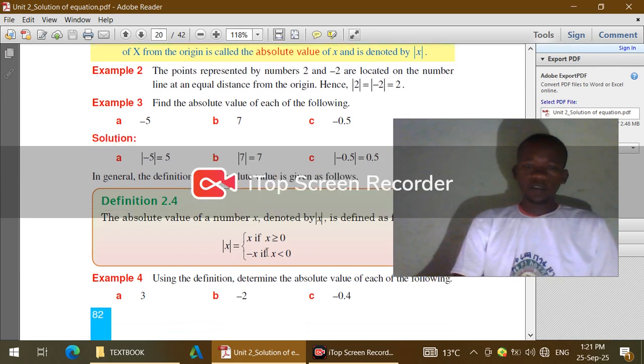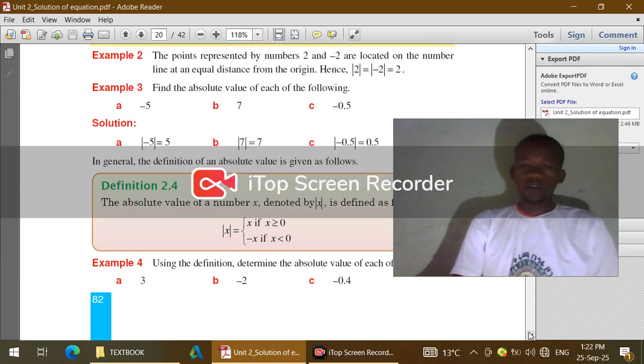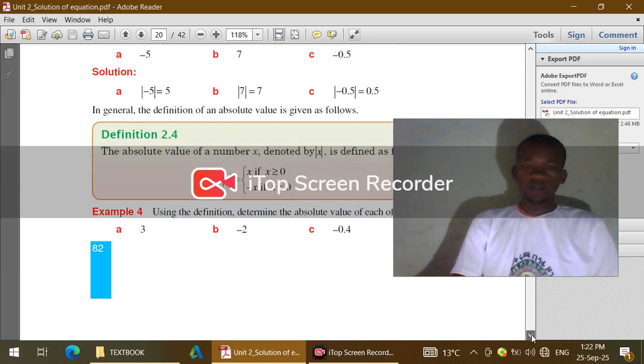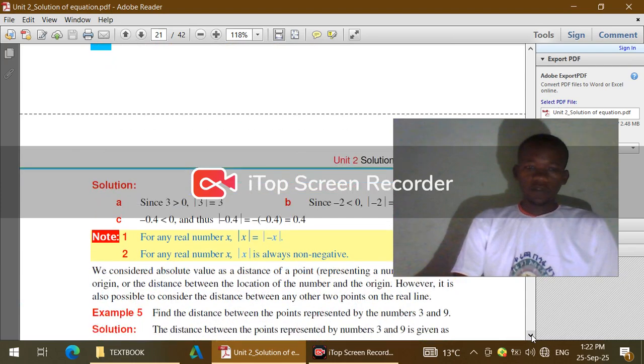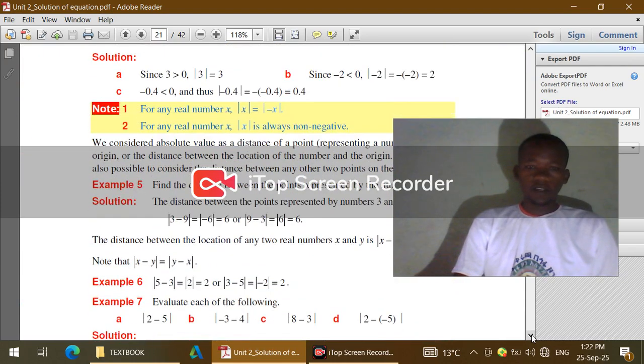The absolute value of x is equal to x if x is greater than 0. It is negative x if x is less than 0. So whenever a negative number is inside the absolute value, it will be positive when it comes out of the absolute value. So an equation involving absolute value can also be solved.